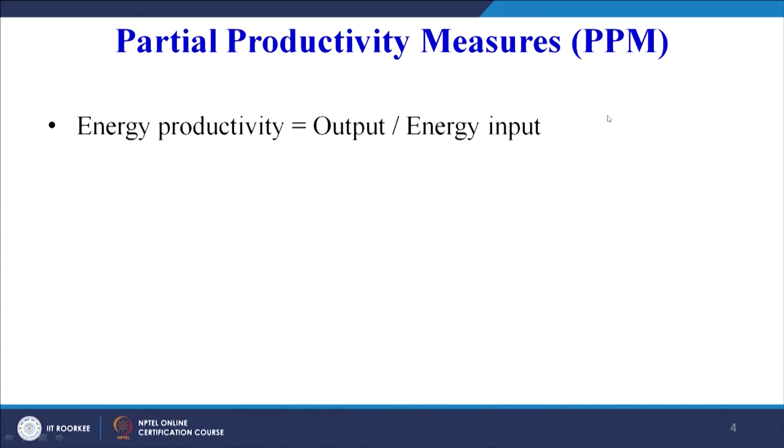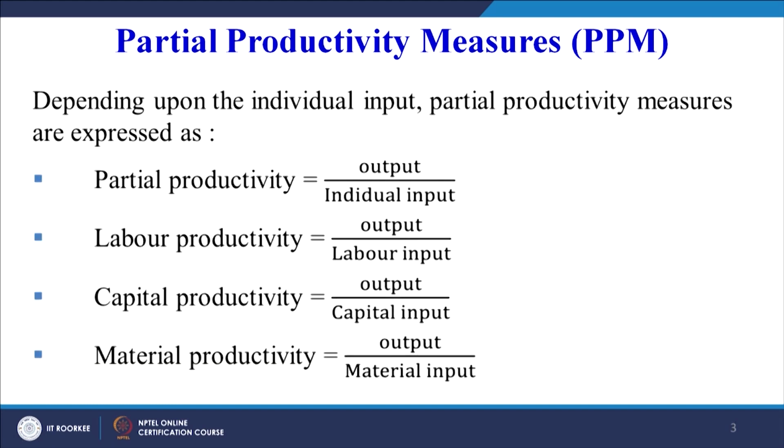So let us quickly see each one of these. First of all, the first productivity measure is the partial productivity measure, that is PPM. Now depending upon the individual input, partial productivity measures are expressed. One important point that we can see here is, it is partial productivity measure. Let me once again go to the partial productivity measure.